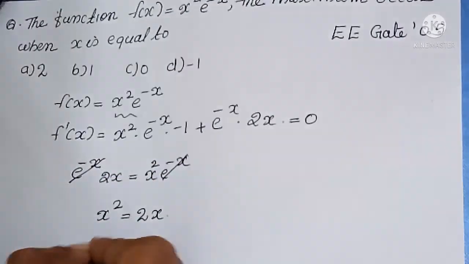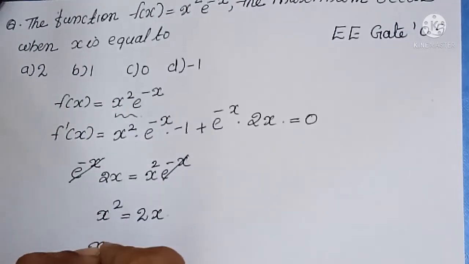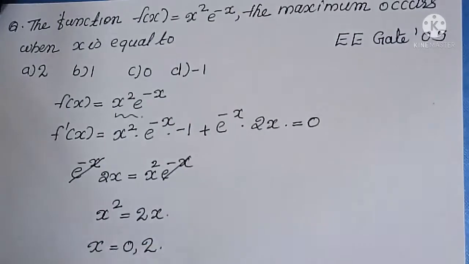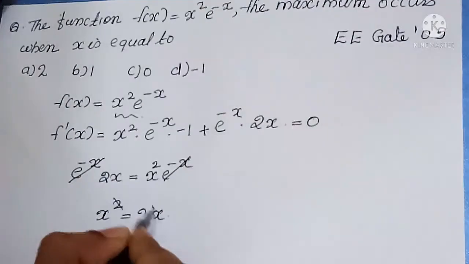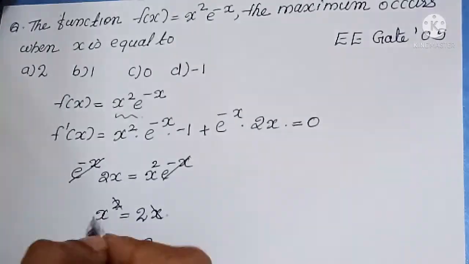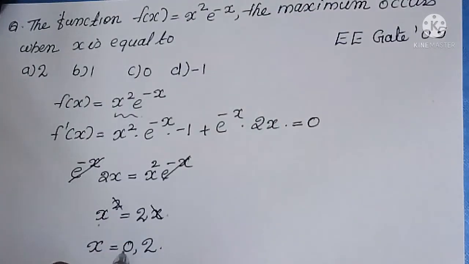So here we will get x square is equal to 2x. From this we can write that x has two values. One value becomes 0 and another value becomes 2. That means if you cancel one x, here we will get 2. Also here we have an x square term, so it has two values, that means 0 and 2.